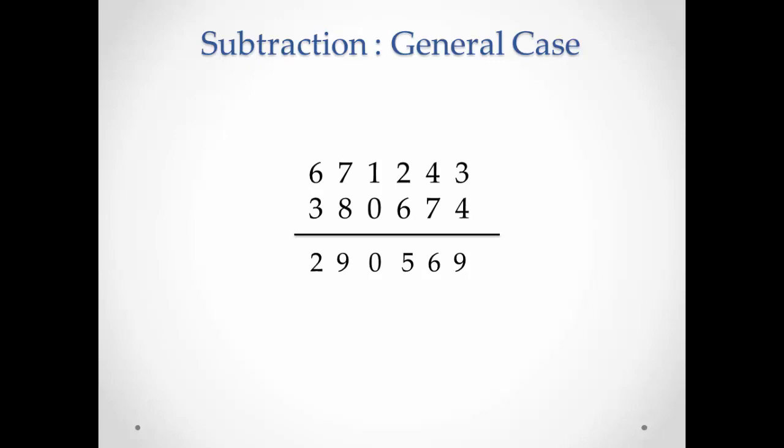Then again we get in the complement, that is 7 minus 8 is 1 and 1 minus 10 is 9. Then we again get out of the complement. 6 minus 3 is 3 and 3 minus 1 is 2. The answer comes out to be 290569.